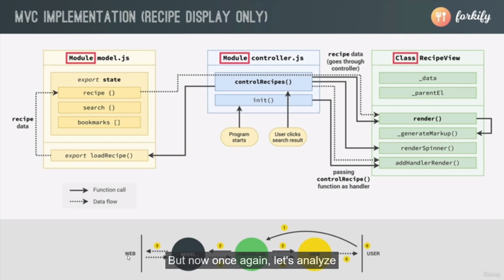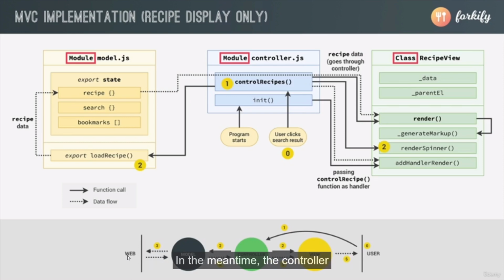But now, once again, let's analyze the same data and actions flow, but this time in this real implementation. So when the user clicks on a search result, there is a control recipes function in the controller, and this is the one that will handle this event. And how exactly that happens doesn't matter for now, so we will come back to this later. What matters is that this controller will instruct the recipe view to render a loading spinner while the user interface waits for the data to arrive.